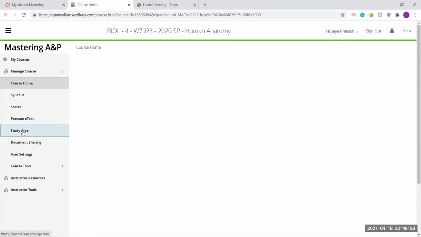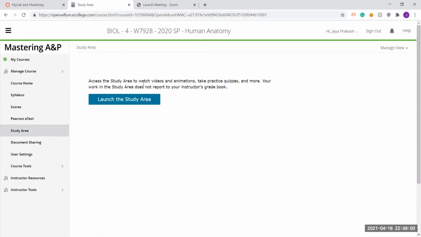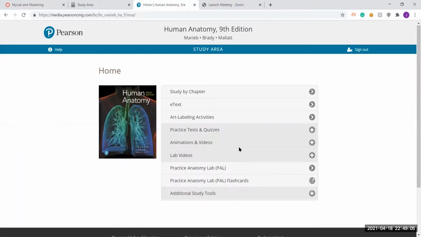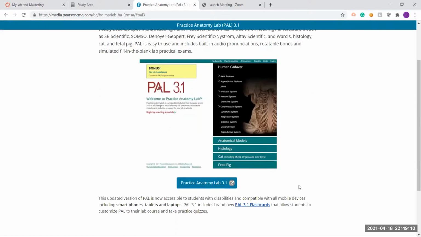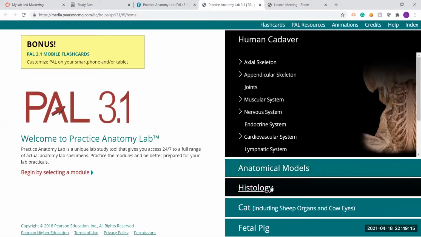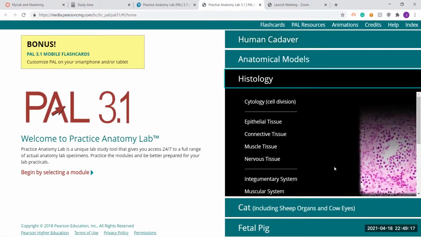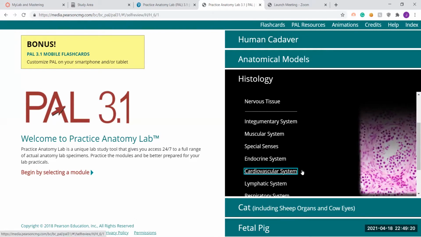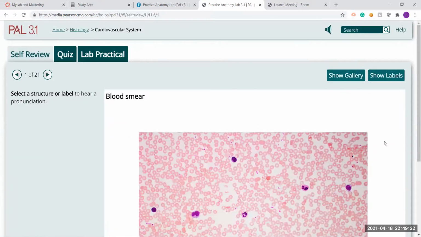Then I will go over study area, launch the study area, go to practice anatomy lab, PAL, then practice anatomy lab, PAL. I will go over the histology of the cardiovascular system first, and then I will talk about the heart. So you guys can also go over these slides and practice and then work on the homeworks. And these labs I will post as a study guide too.